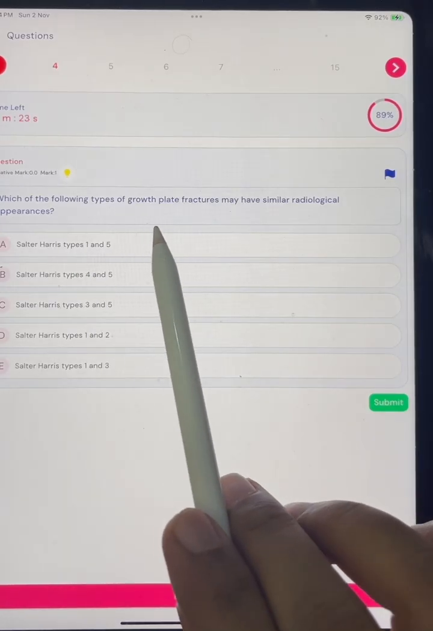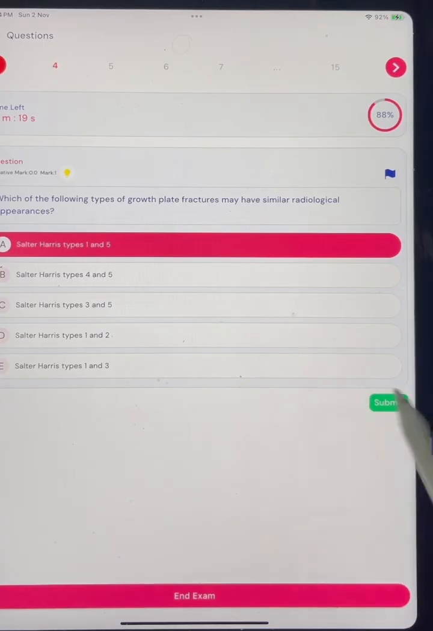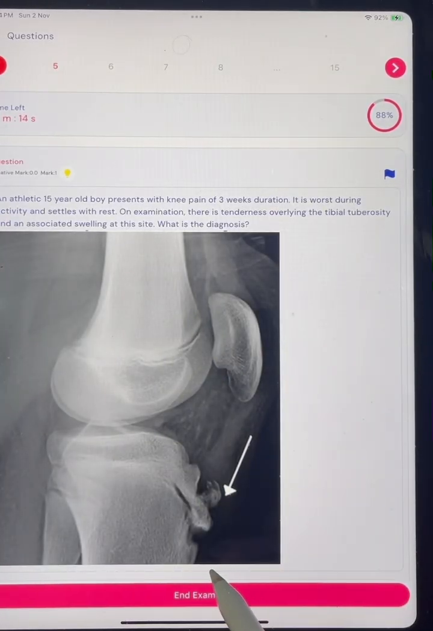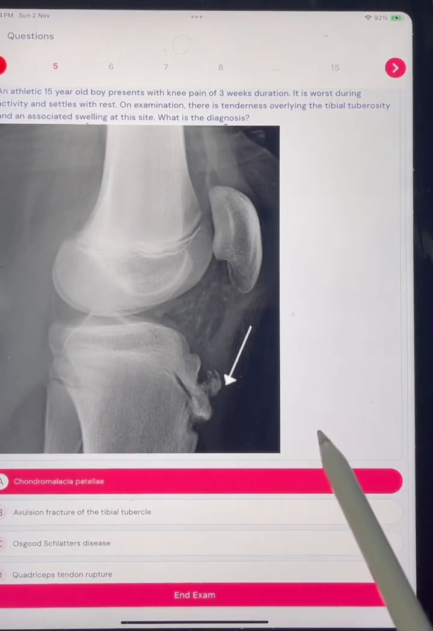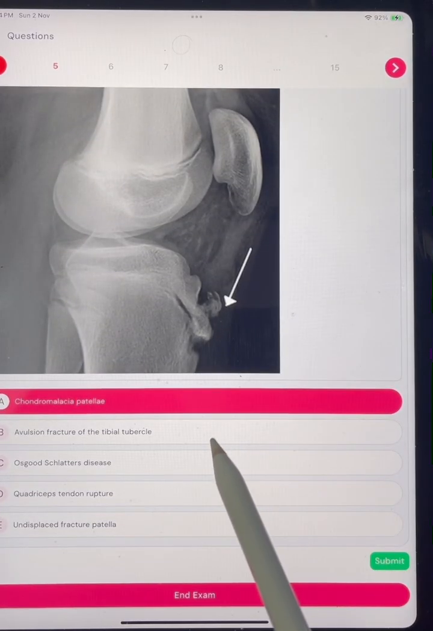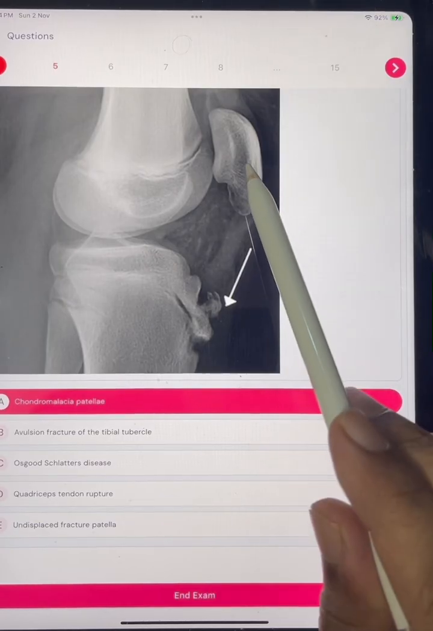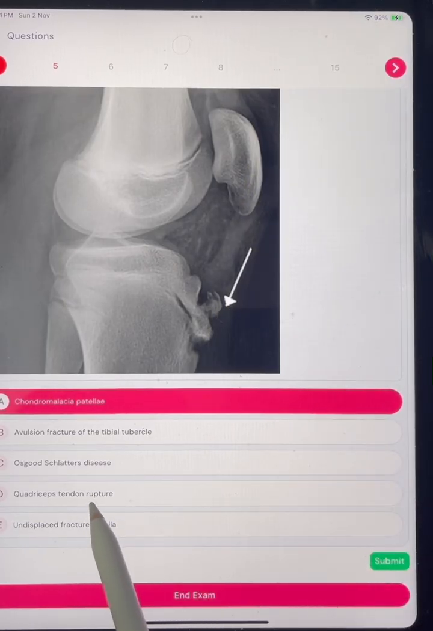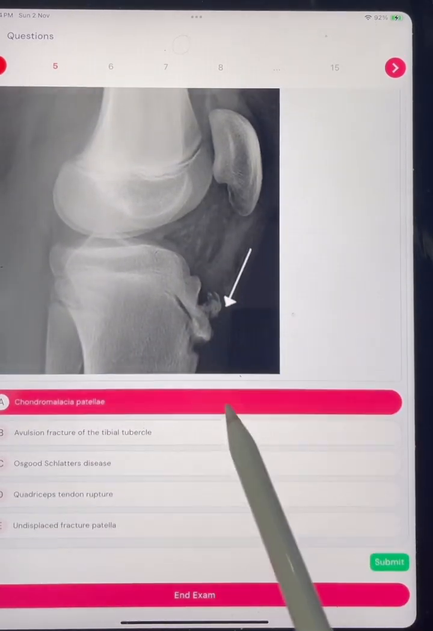Which of the following types of growth plate fractures have similar radiological features? 1 and 5 have similar features. Now what is this? This is an avulsion fracture of the tibial tubercle, undisplaced fracture of the patella. Patella is this one, and this is the attachment, and there is an avulsion fracture of the tibial tubercle, Osgood-Schlatter's disease. What is the age? Athlete is there, means Osgood-Schlatter disease.